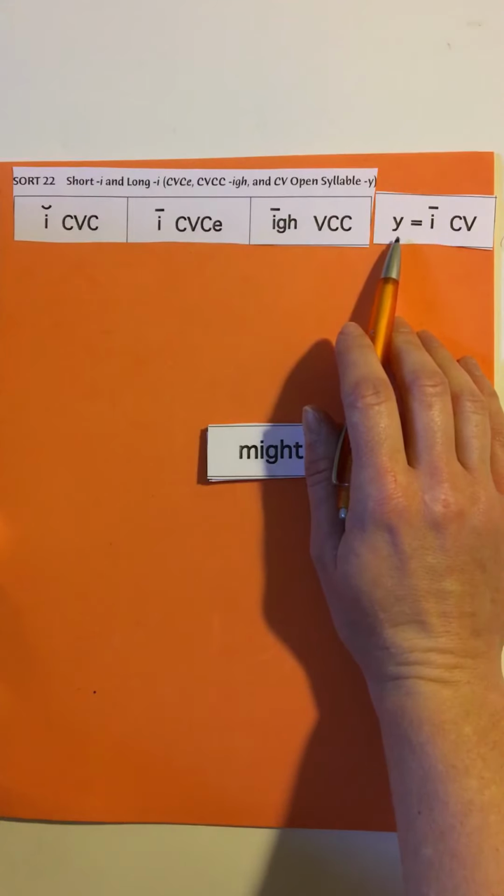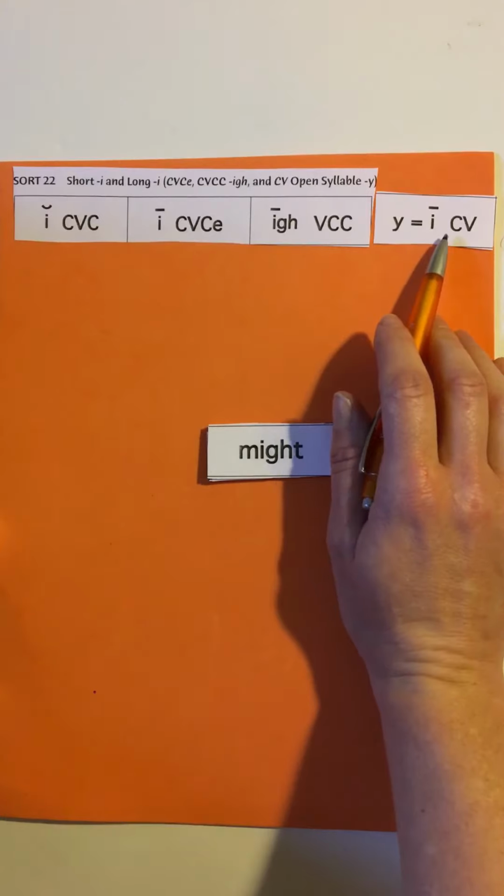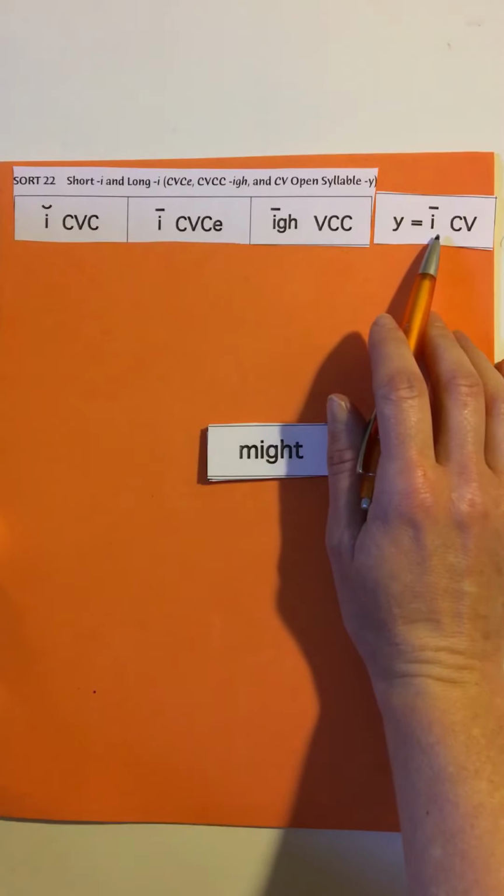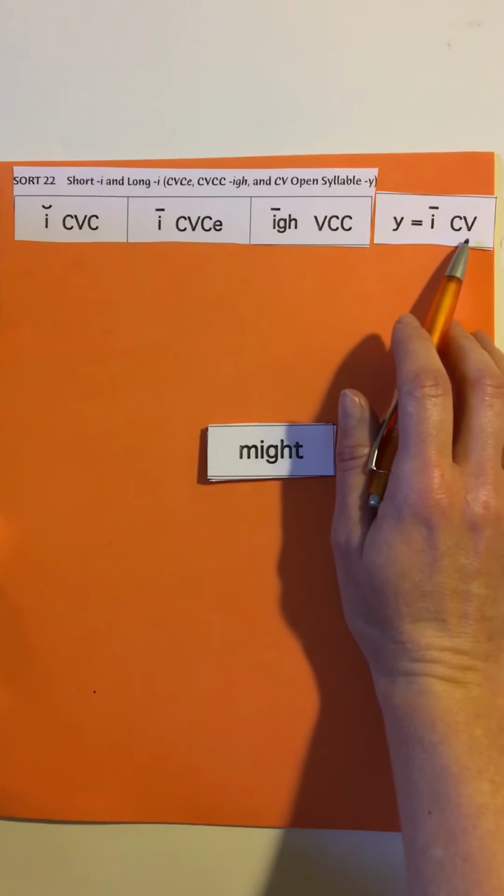Lastly, we have Y equals long I in CV words. So a Y sounds like a long I, and there's a consonant vowel.